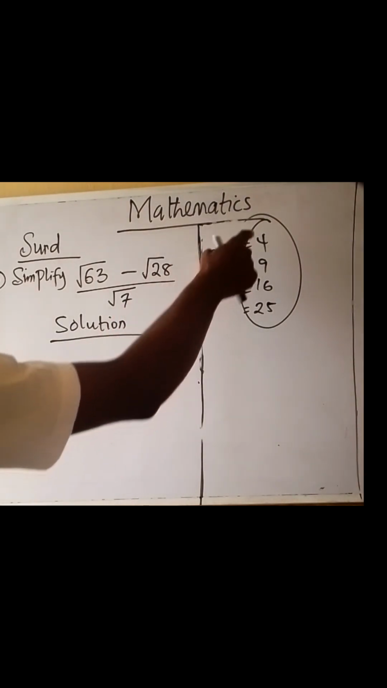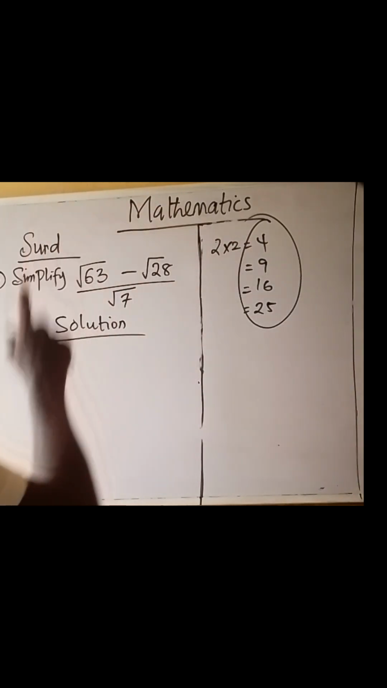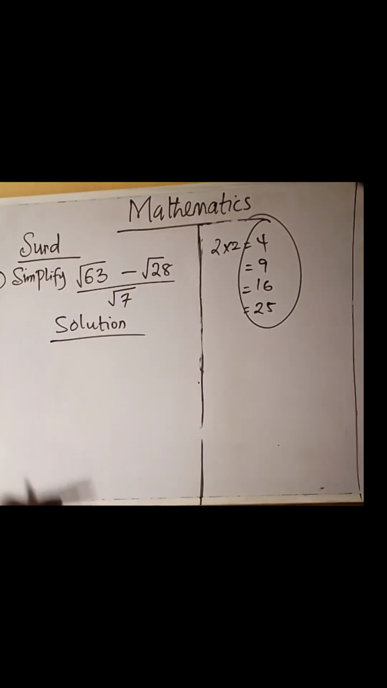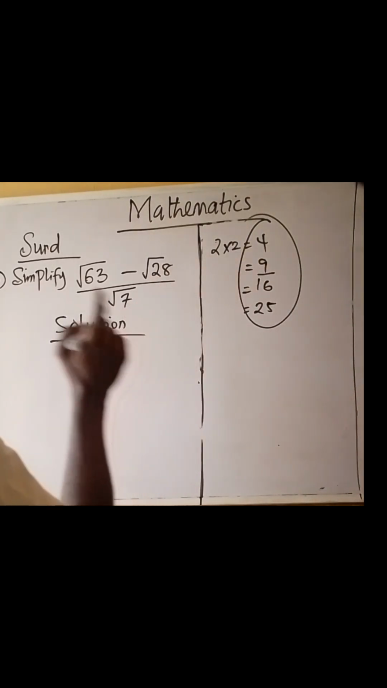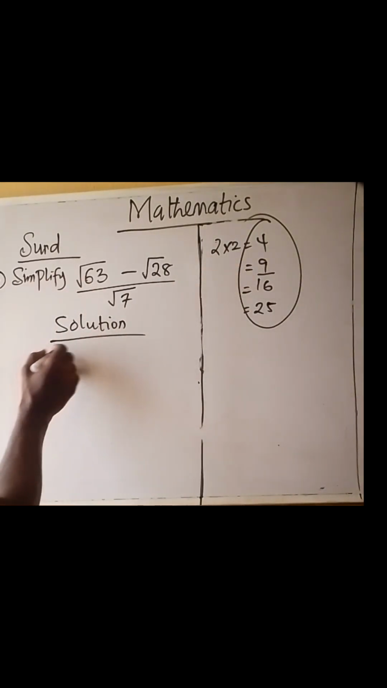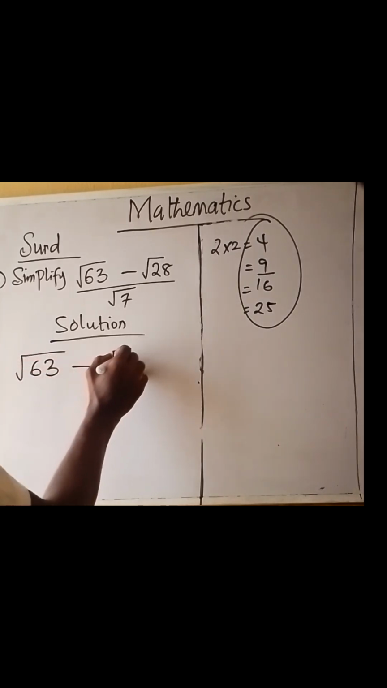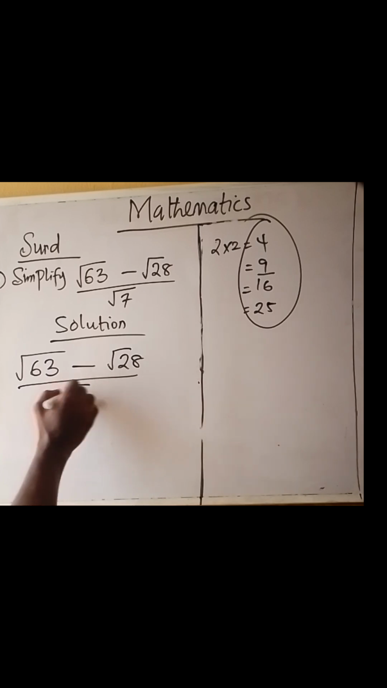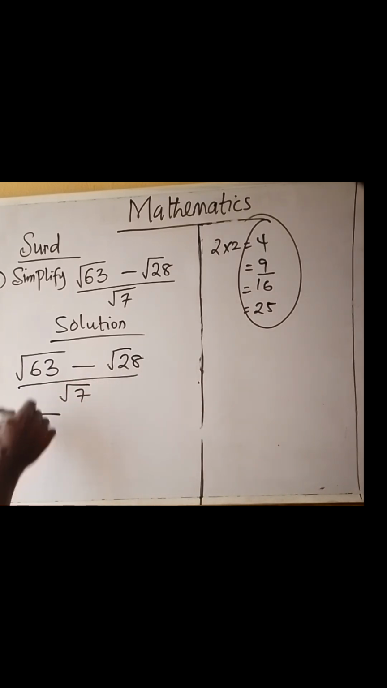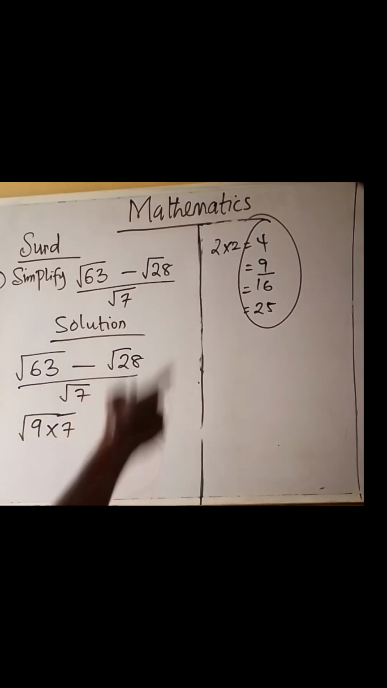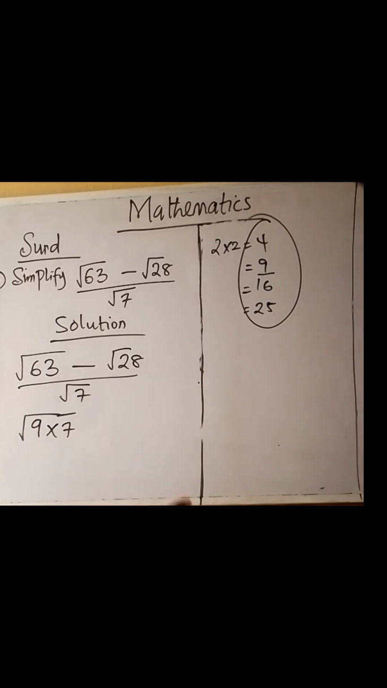What about 28? What are the factors that, when you use one of them to multiply with something, will give you 28? Looking at it very well, I can try 9, because the factor of 63 is 9. So let me write the question. Root 28 over root 7. So one of the factors is 9 times 7. Remember, there are other factors, but we are not picking them because 9 is a perfect square. In surd, you must use one of the perfect squares. That's the root of surd.